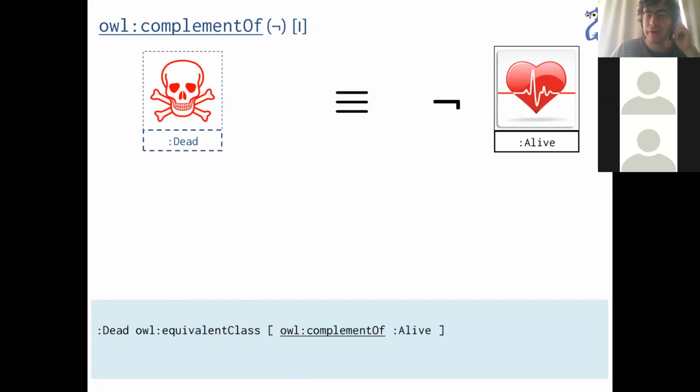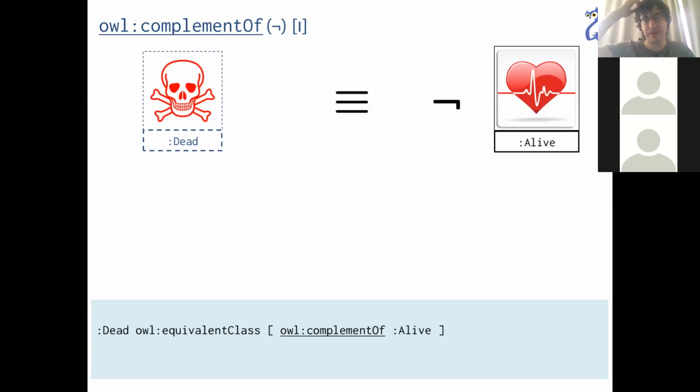And if we think about our definitions of sets, aside from intersection and union, we can also talk about complement of. So this is sort of the negation of sets. So we can say dead is equivalent to not alive. Okay. So what does this mean? It means that essentially the class of dead is precisely the class of not alive.